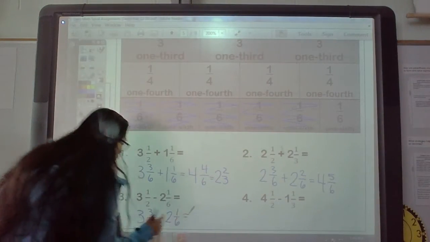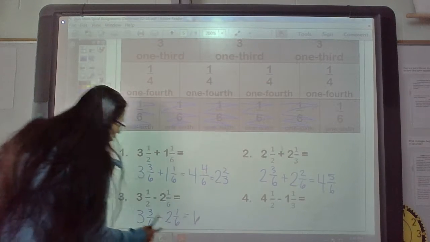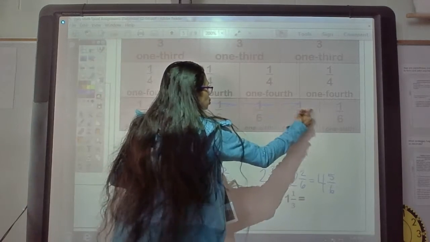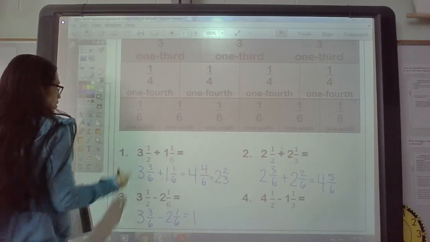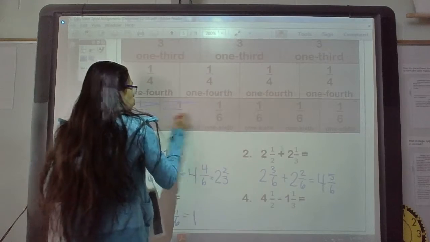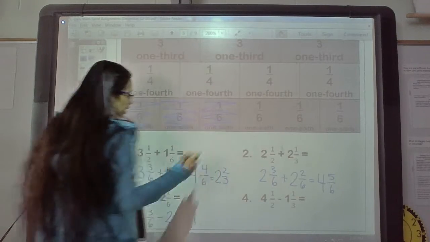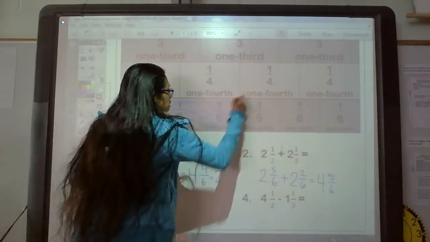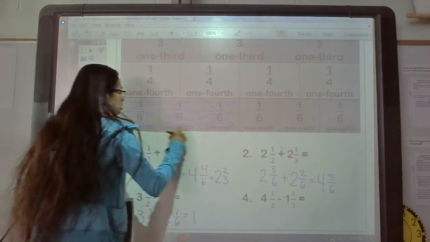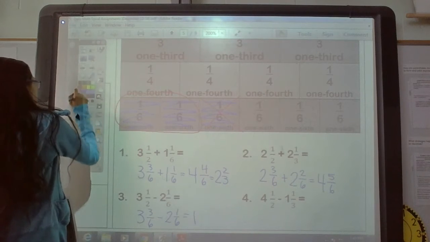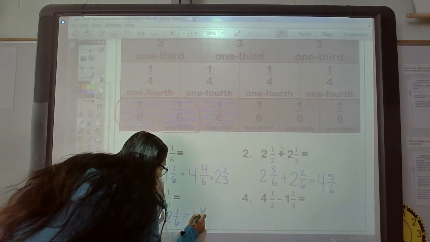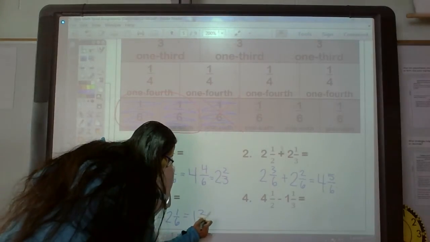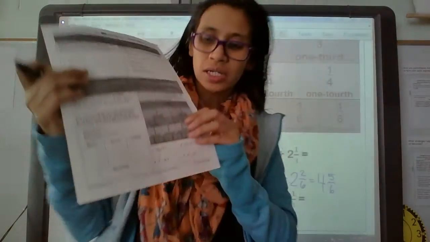Now, what's our whole number? 3 minus 2 is 1. And then 3/6. Oh, I need to erase that. Can't confuse you. 3/6 is 1, 2, 3/6. Take away 1/6. I'm going to change the color and take that away. So what's left? 2/6 right there. So 1 and, no, that's not right. 1 and 2/6.